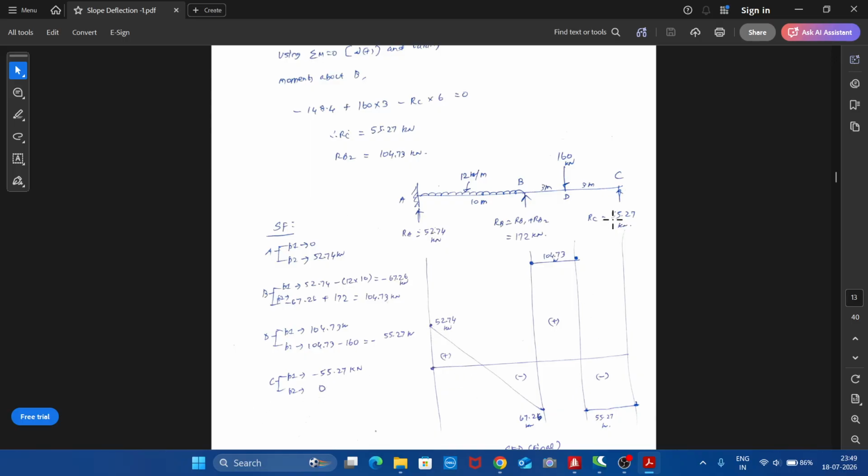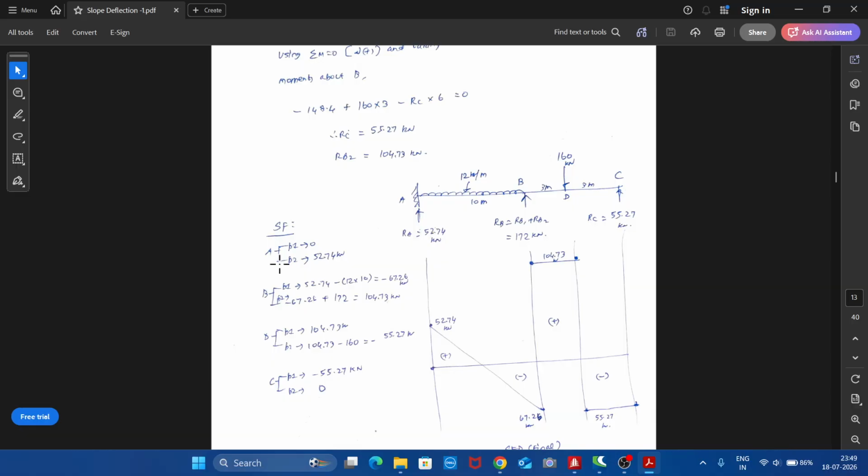And then if you go to position 2, if I stand here, this is minus 55.27 and the reaction there is left up, so plus 55.27, equal to 0.